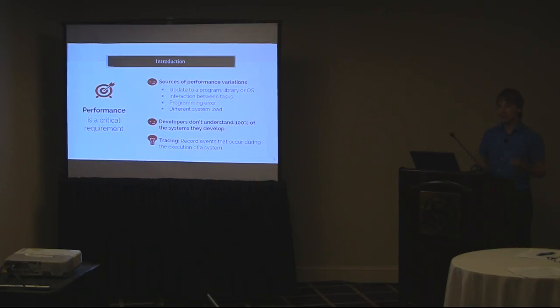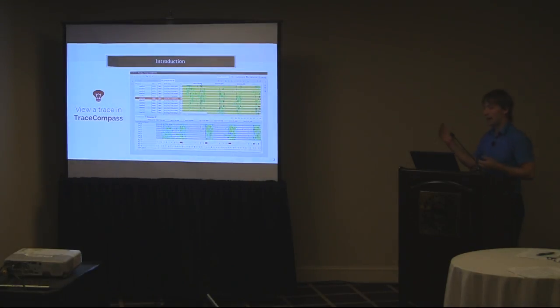How can they diagnose such performance problems? Well, they can use tracing. A tracer will record events that occur in all components of a system during its execution. By analyzing the recorded trace in a tool such as TraceCompare, a developer will be able to see the time required to execute about any operation. The developer will also be able to see what operations occurred simultaneously. All that information is very helpful to correctly understand a performance problem.